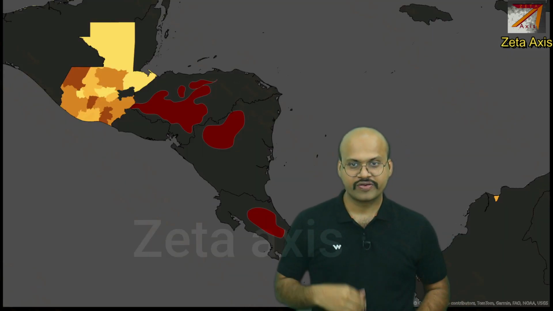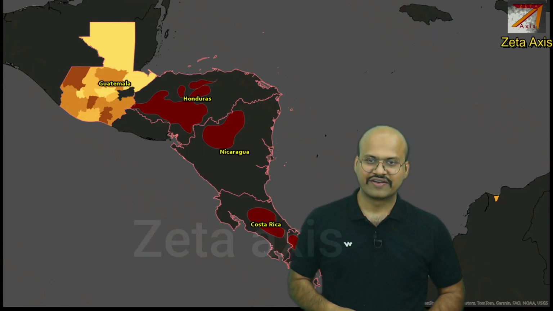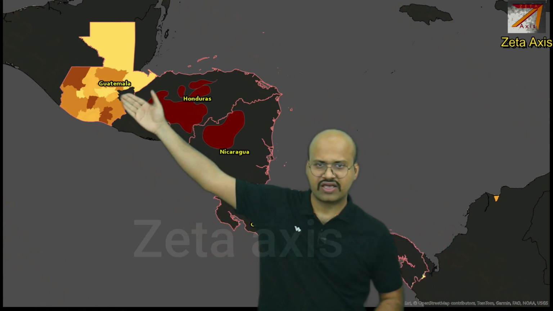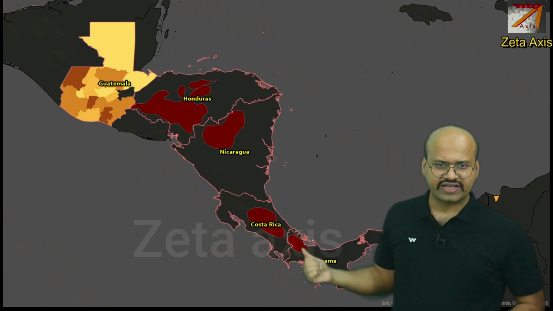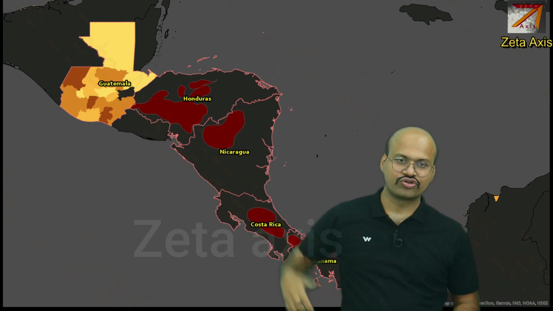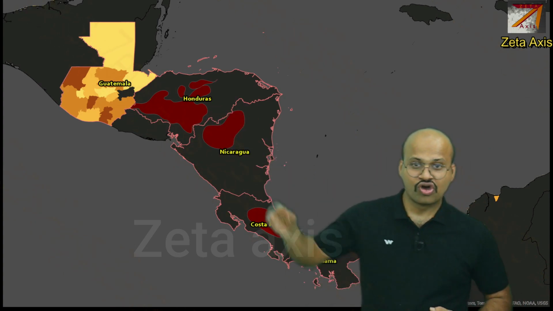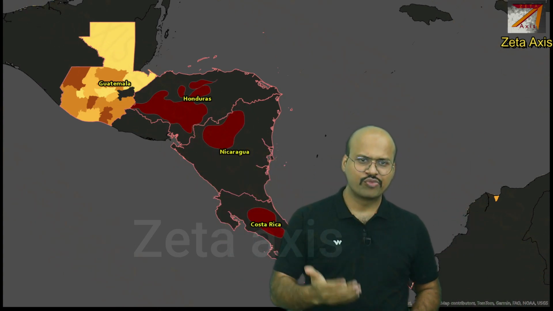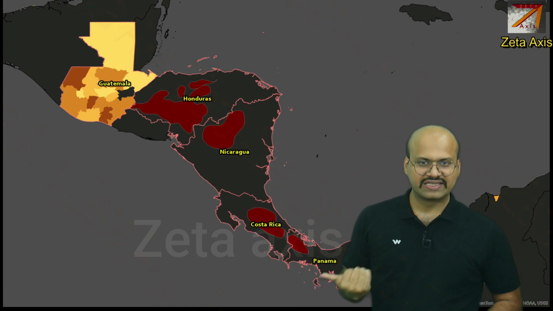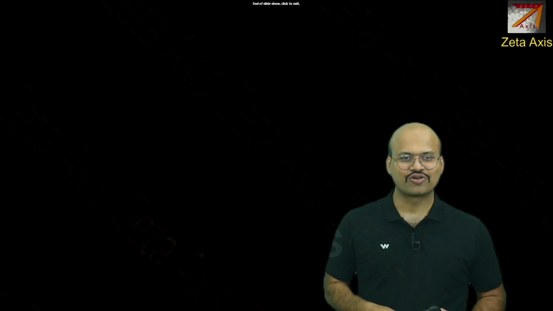Now if you see coffee production in Central America, then we can see that Guatemala, Honduras, Nicaragua, Costa Rica, and Panama, all these states produce coffee, out of which Honduras, Guatemala, and Nicaragua are most important producers of coffee in this region. With this, we will conclude our video on the agricultural crops of North America.